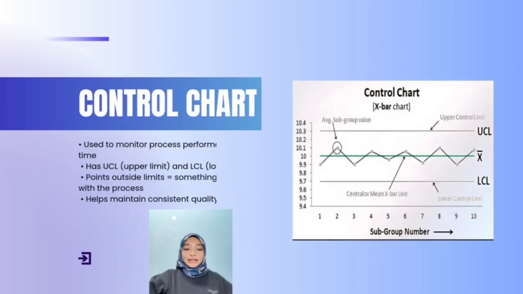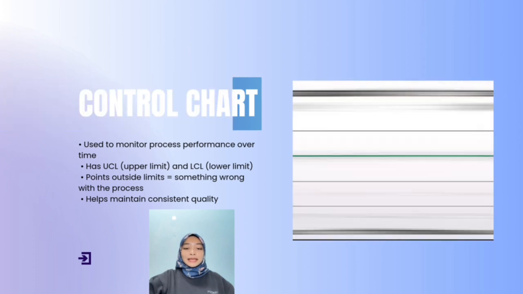A control chart is used to monitor a process over time. It shows a center line, an upper control limit UCL and a lower control limit LCL. When data stays within these limits, the process is stable, but if any points goes outside the limits, it means something unusual has happened and we need to investigate immediately.